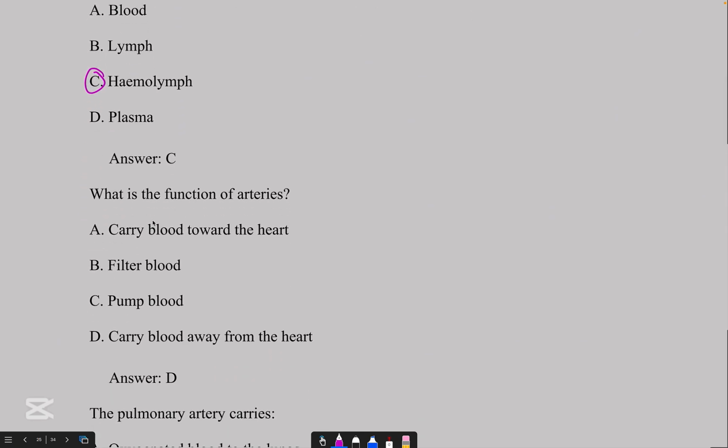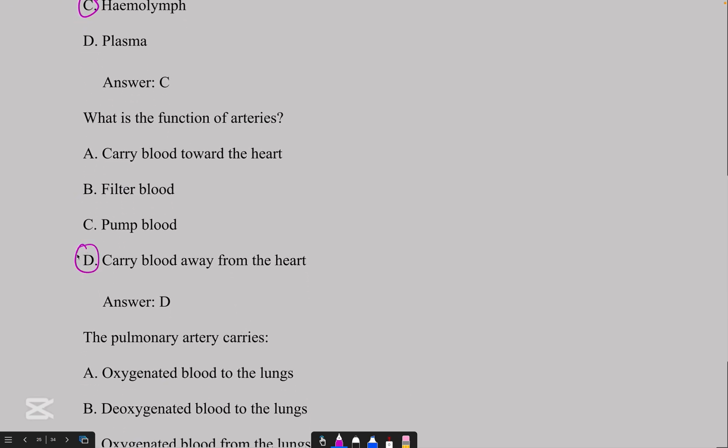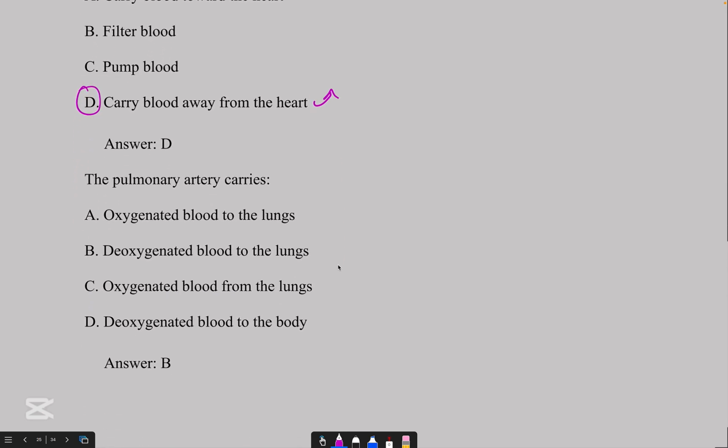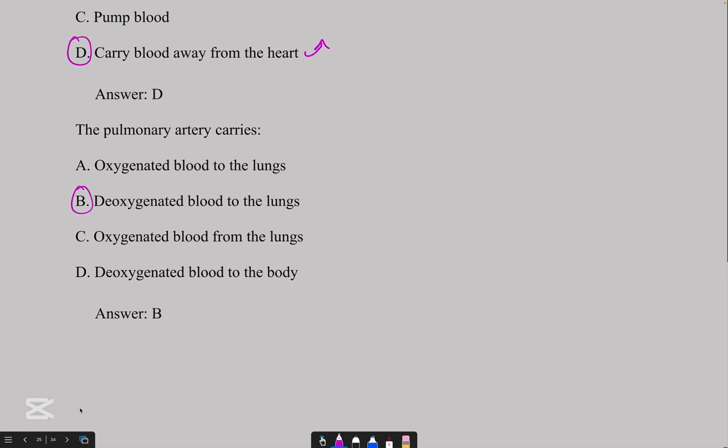What is the function of arteries? Carry blood towards the heart, filter blood, pump blood, carry blood away from the heart. The arteries carry blood away from the heart. What kind of blood? Oxygenated blood away from the heart. Is that okay? Emphasis on that. This that carries blood away from the heart is the artery, while the one that carries blood to the heart is the vein. Away is the artery. The pulmonary arteries carry what kind of blood? I told you that pulmonary arteries carry deoxygenated blood. So that is the correct answer to that one.